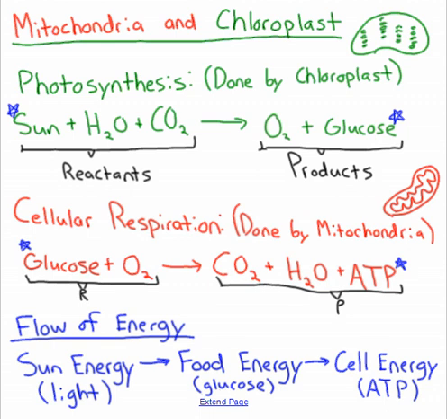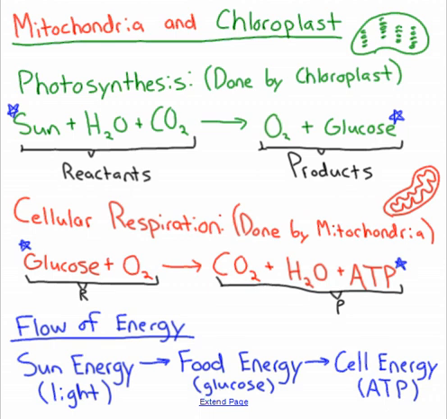So the things that go into the chloroplast to make photosynthesis happen: sun, H2O stands for water, so you could write water in there as well. And then carbon dioxide is CO2. So those are the reactants. Those are what plants need in order to make oxygen, which is O2, and glucose, which is food. So that's the process of photosynthesis.